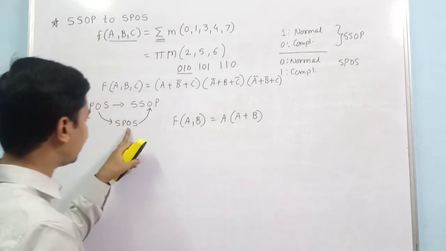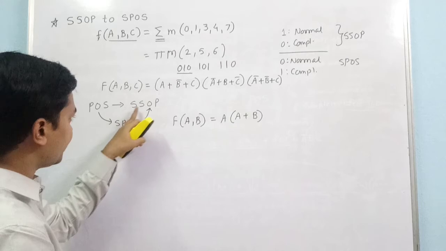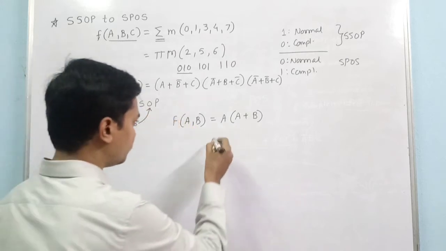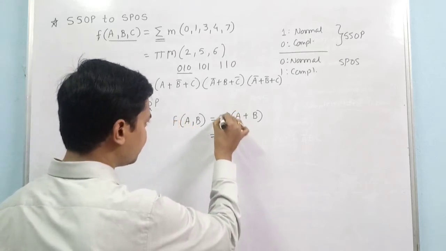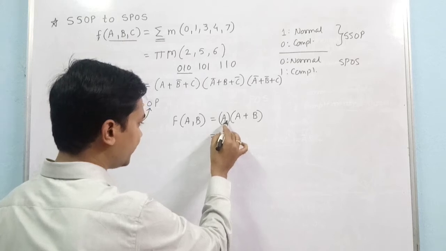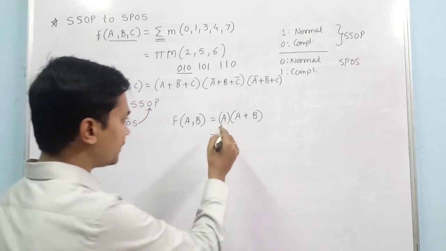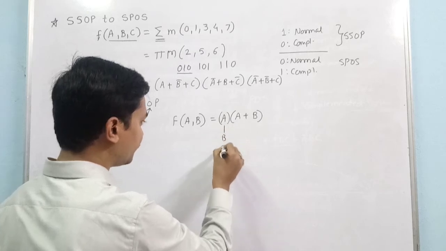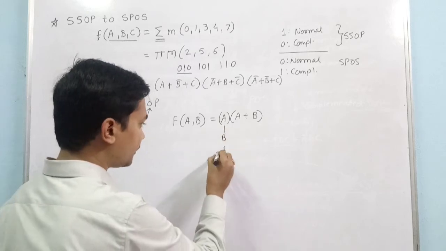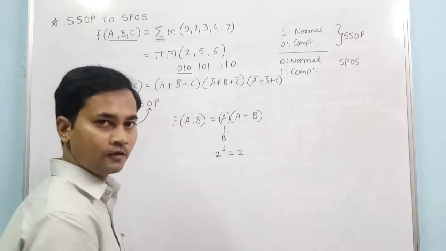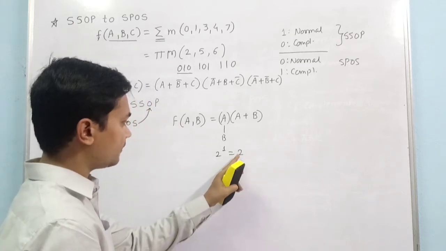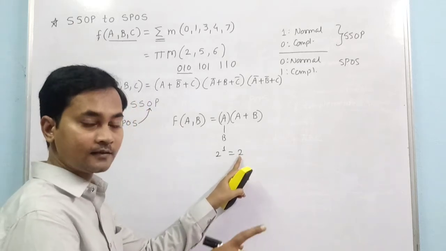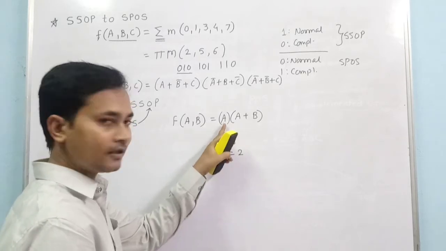Okay, after that we can convert it into standard SOP form. Now in this first term b is missing. So what we have to do, how many terms are missing? Only b. Okay, b is missing, that means only one term is missing. So 2 raised to 1 equal to what? 2. So we have to add b and b bar separately into a.